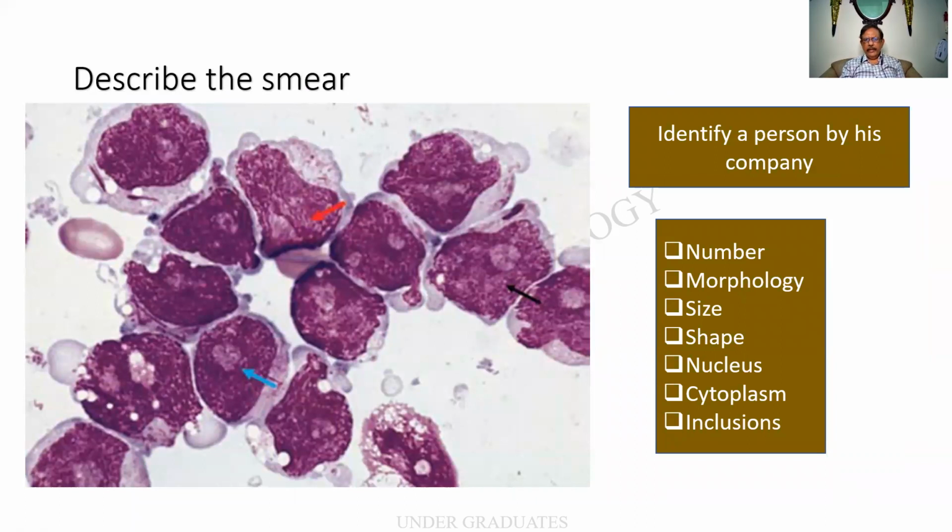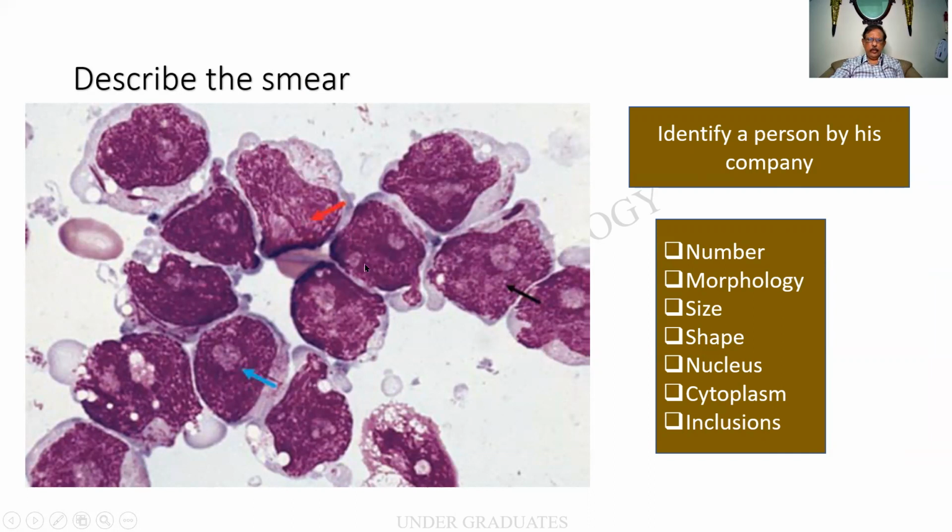You always identify a person by the company it keeps. Sometimes we as pathologists will be having a lot of confusion. What's this? But since they all originate from a similar origin, they will all be grouped together. That is why we say identify a person by his company. So all these cells are blasts. Look at this one. This is varying in shape compared with this. But when you see everything together, it is a blast, a myeloblast.